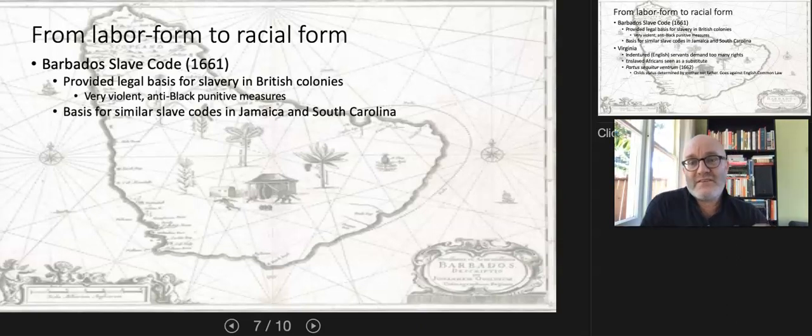Barbados Slave Code, 1661. These are the first specifically anti-black, very strict, very violent anti-black laws that provide the framework for similar laws in Jamaica and South Carolina. We won't go over the details here, but very punitive, very medieval in the ways that they would punish an enslaved laborer for even the slightest of offenses, right? That happens in Barbados, and that is exported to other colonies, including South Carolina.